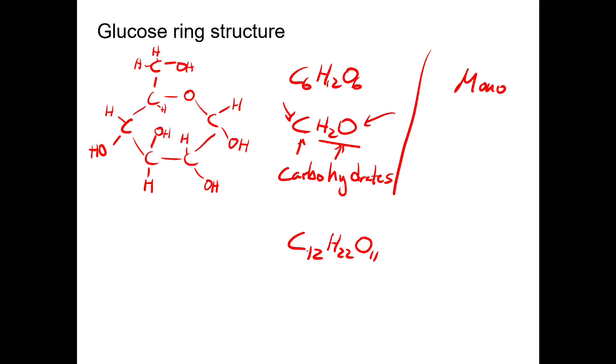So C12H22O11, I'm not asking you to memorize that, but that would be maltose, with two glucoses stuck together. It no longer fits that proportion of one carbon to two waters. It doesn't work anymore. You have actually less because we lost that one water with dehydration synthesis. So anyway, the whole one to one thing with carbon and water only works for monosaccharides.